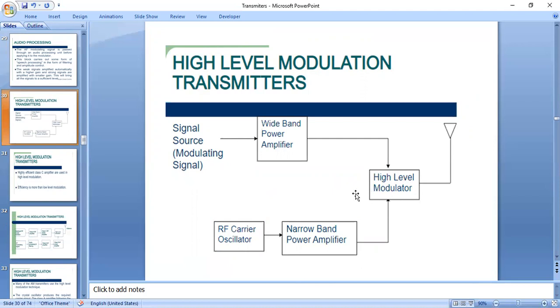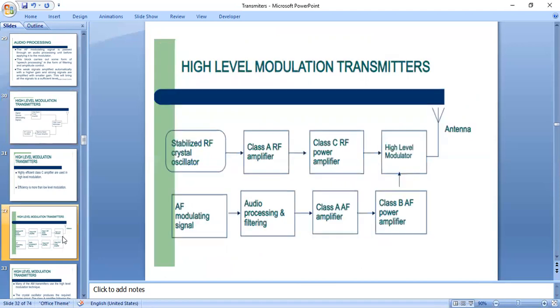Means before going to the modulation, both the audio frequency signal and the carrier signal will be power amplified by the power amplifiers. So this is the block diagram of the high level AM transmitter. Here we use a high level modulator, and the carrier signal will be power amplified by the class C power amplifier, and the AM signal will be power amplified by the class B power amplifier, and the remaining blocks will be the same as in the low level modulation AM transmitter.